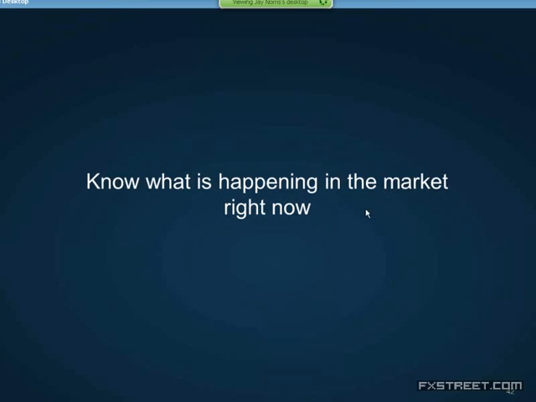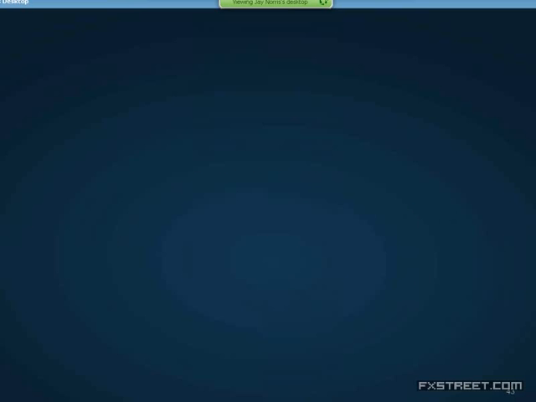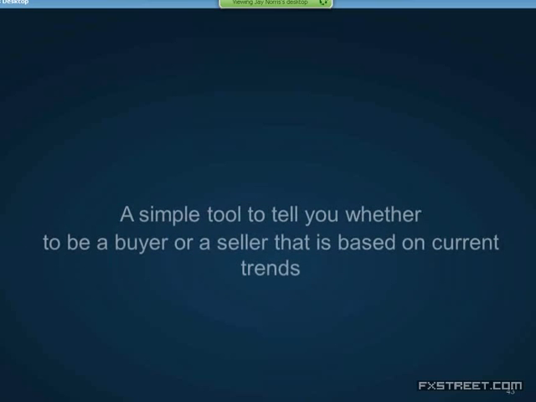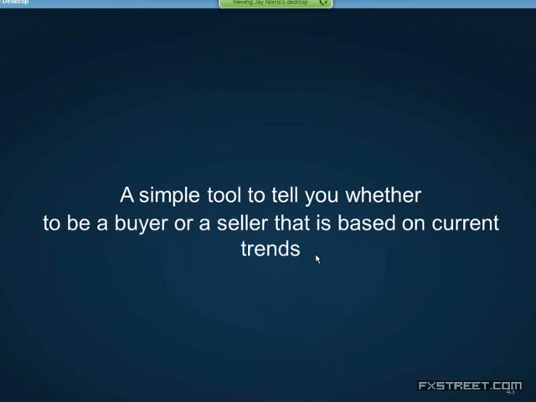So know what is happening in the market right now. Very, very important, okay? Well, what if we could give you a simple tool to tell you whether to be a buyer or seller, and that it's based on current trends in the market, okay?